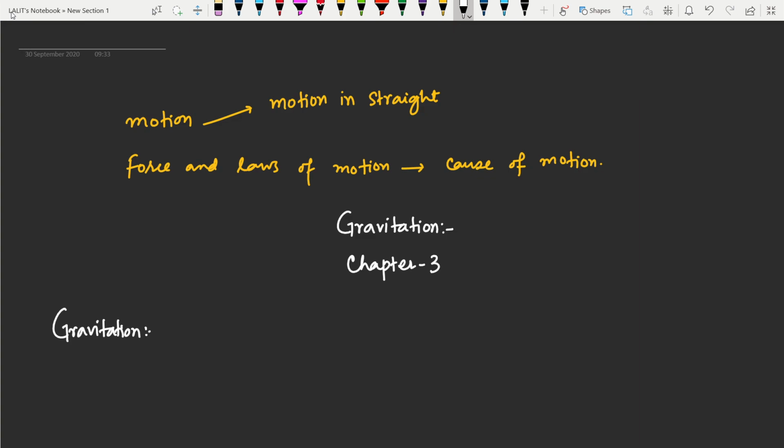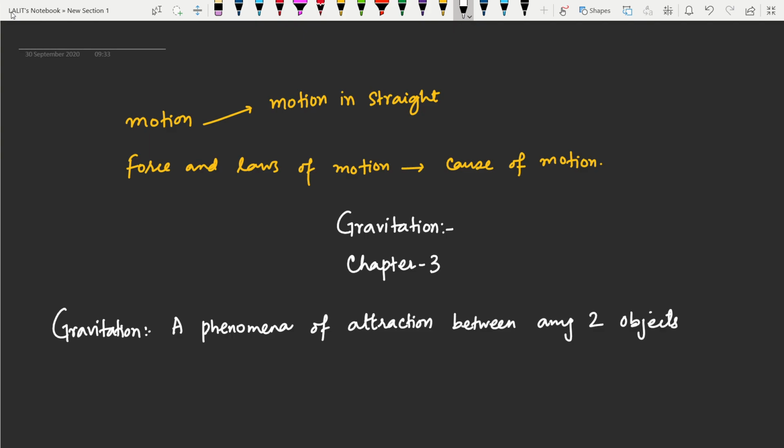Gravitation is a phenomena of attraction between any two objects which have mass. It does not necessarily mean attraction between Earth and any other object. It can be any other object.